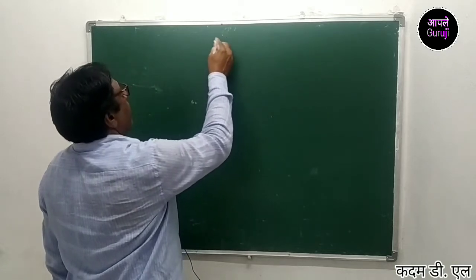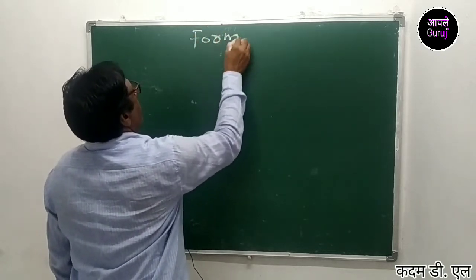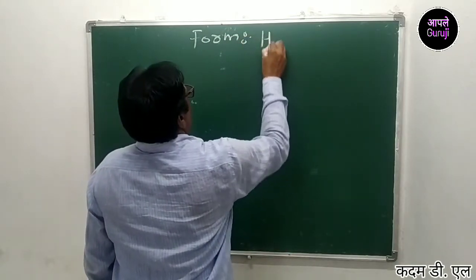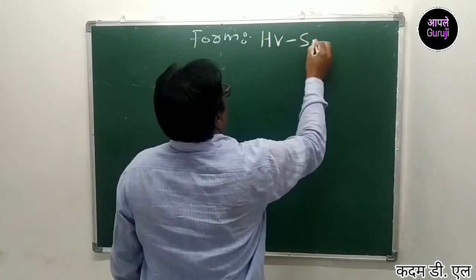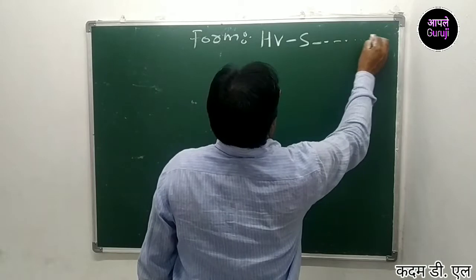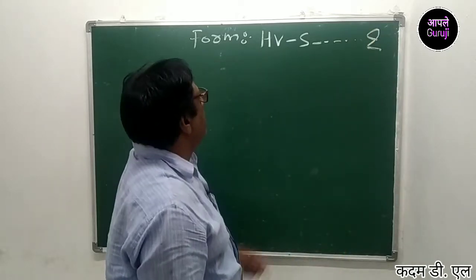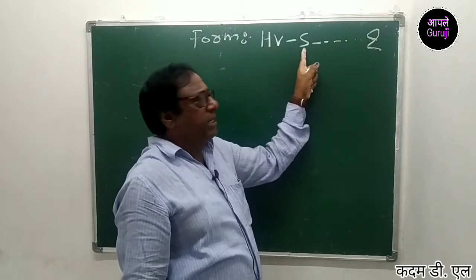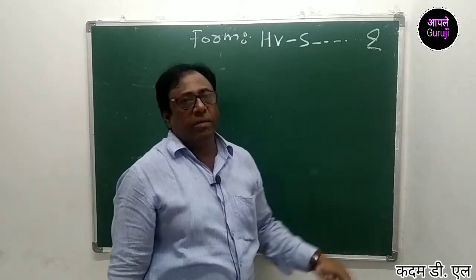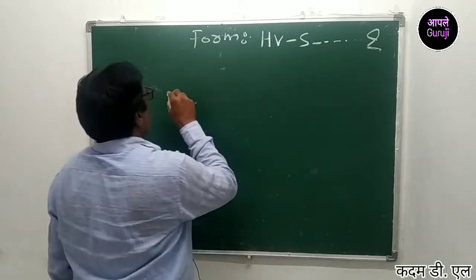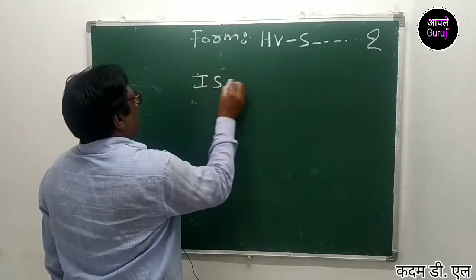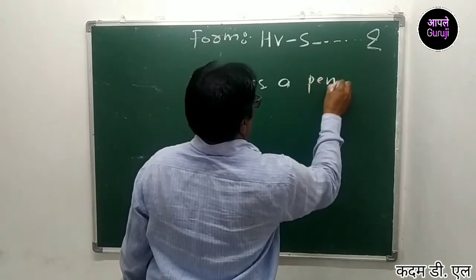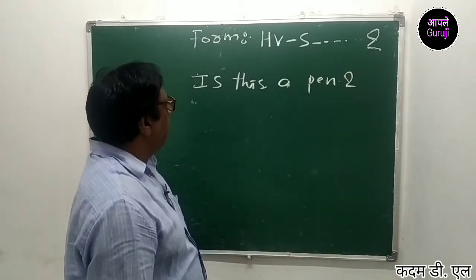Now see, what is the form of a yes or no type question? The form is: HV plus subject plus dash, and at the end there is a question mark. HV means helping verb, meaning the to be verb, then subject, dash, question mark. For example: Is this a pen?